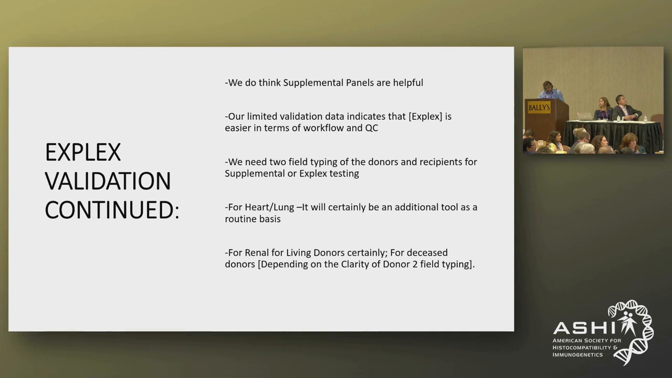So from the lab perspective, it is useful, and we need the typing of the donor and the recipient for the extended or the supplemental testing. And this will be extremely valuable for the heart-lung transplant people, because there are cases where in heart-lung transplant they don't even have a prospective cross-match. Of course, it's not possible.